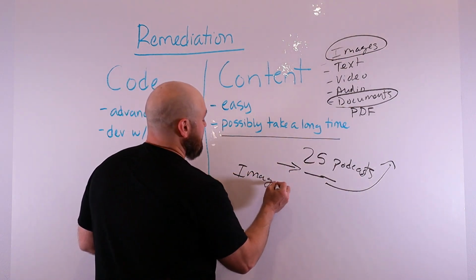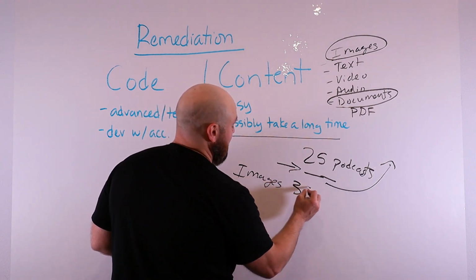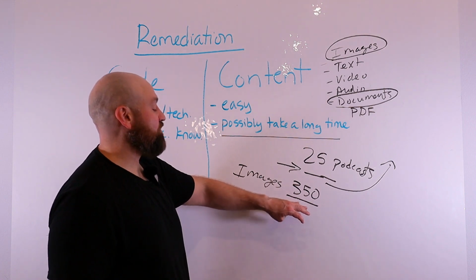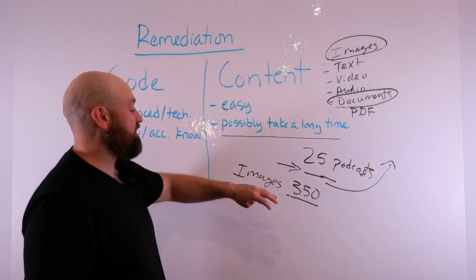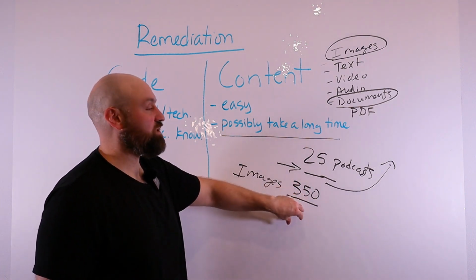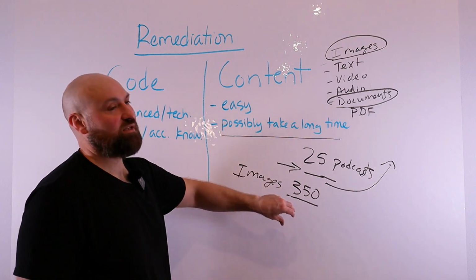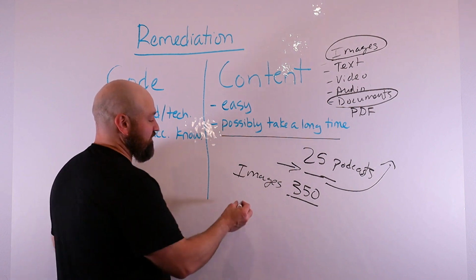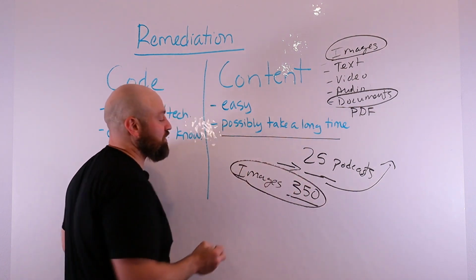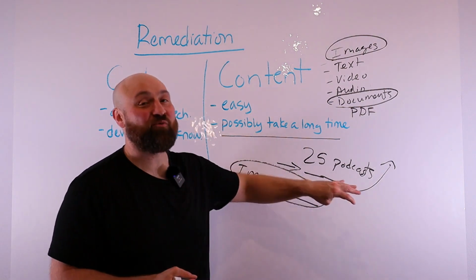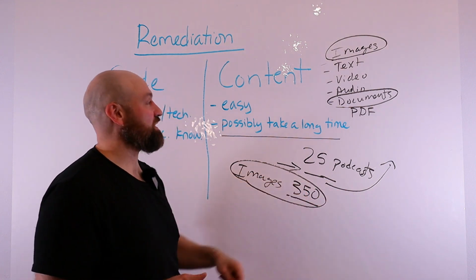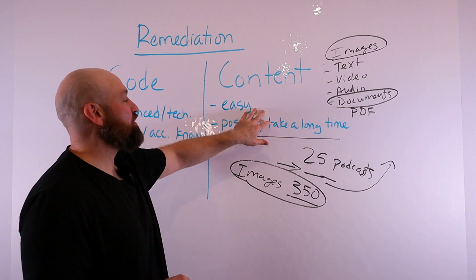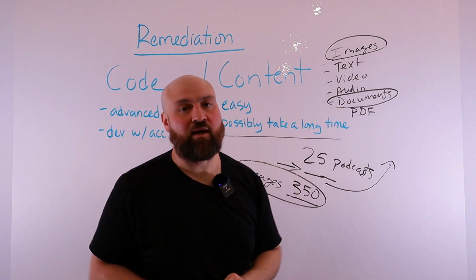The same thing with images. Let's say your website has 350 images on it. So we need to go through those images and decide whether they're meaningful or decorative, and then assign alt text descriptions, alt text values to all of those alt attributes where the image is meaningful. So again, fairly simple, not technically complex. We can train someone how to do it, but it's going to take a while to get through this. Content remediation is important, but it's separate. It's easier to do, but it can take a really long time.